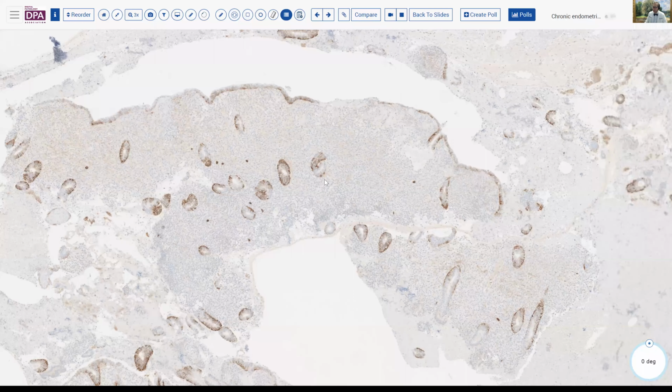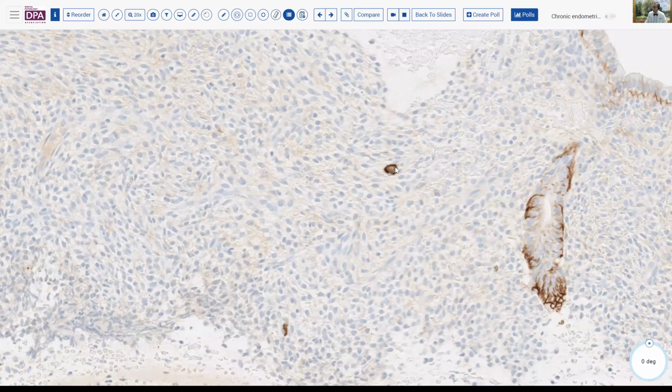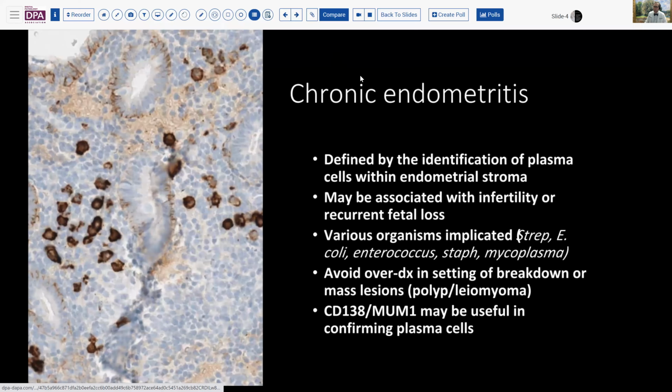So in this particular case, we have several such cells which on high magnification certainly fit the bill for plasma cells. And in this setting, this stain is virtually diagnostic of chronic endometritis. Well, what's going on with chronic endometritis? Essentially, it's defined by the presence of plasma cells within the endometrial stroma.